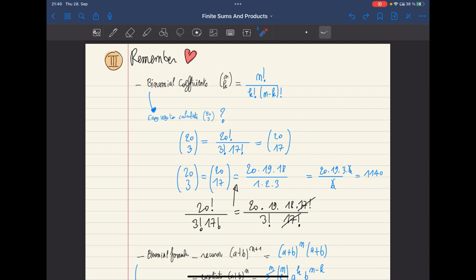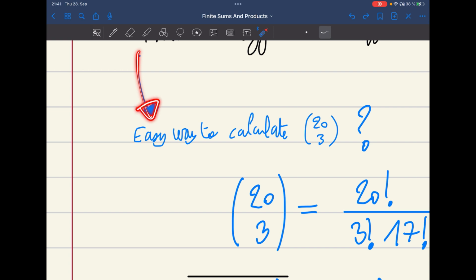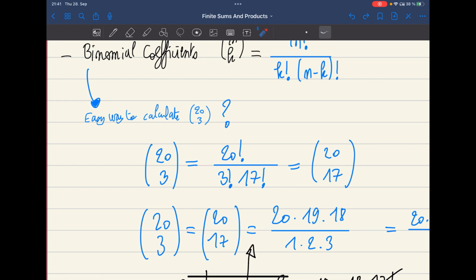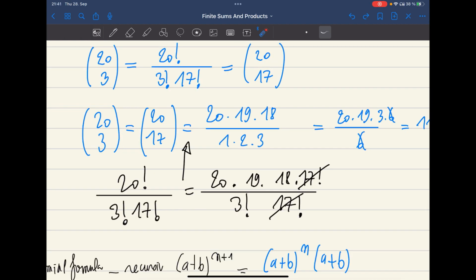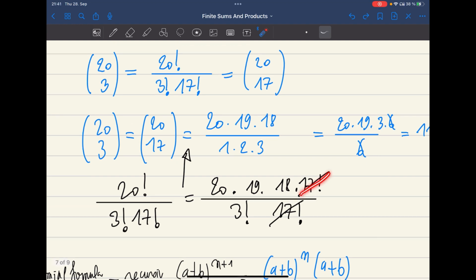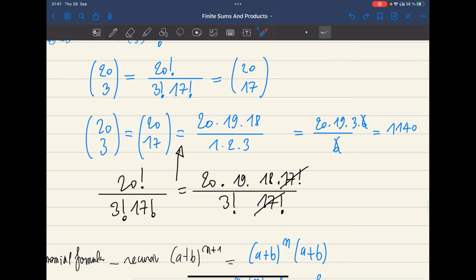First part, the binomial coefficient. So we have to remember this formula by heart. What I want to show you is an easy way to calculate something like that easily. For that we notice that it's actually the same as this, which is like 20 minus 3. We can just write it like that, because 20 factorial divided by 3 factorial and 17 factorial is the same as this, and the 17 cancel out, so we are left with only that. And when you multiply, you get this number, 1140.